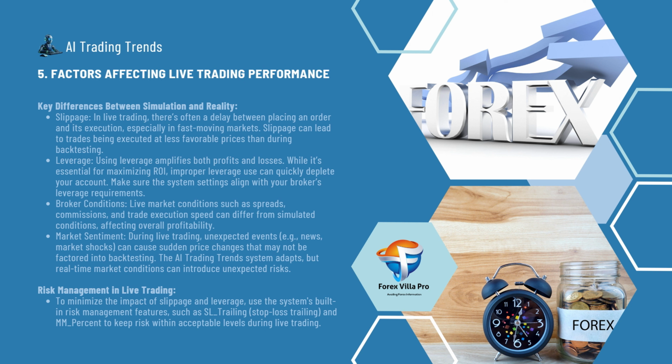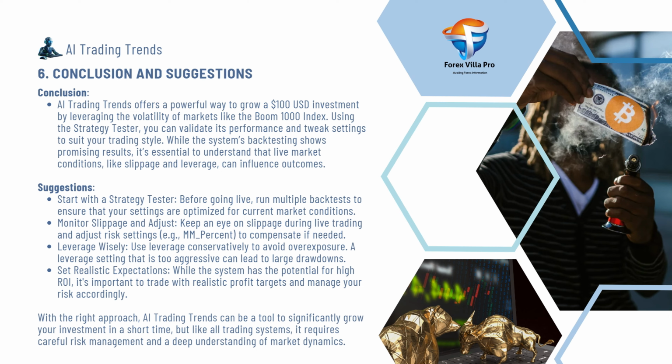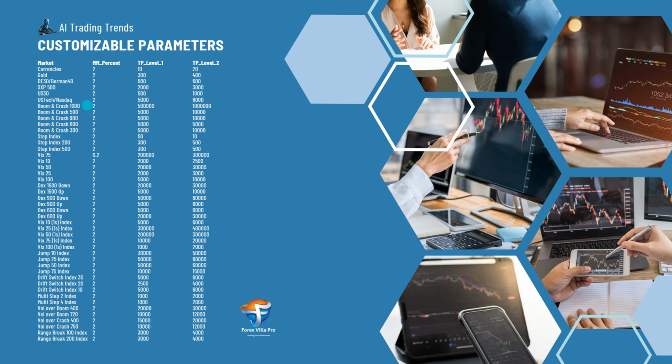Factors affecting live trading performance. You understand? We're talking about your slippage, leverage, brokers' conditions, market sentiment, and then the risk management in live trading, and the suggestions to minimize the impact of slippage and leverage. Like what can we use? You understand? What's built into the system? Which adjustable input settings can we use for this one? So before we conclude, this is the table that we talked about, the settings for the Boom series, from Boom 1000 to Boom 300. These are the settings that you can literally use.